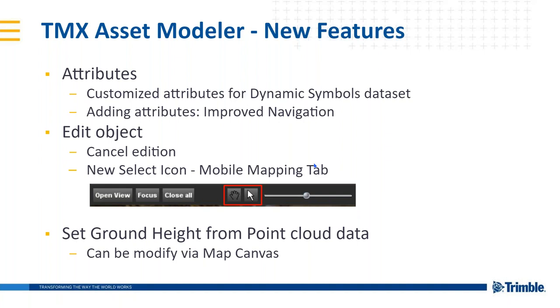Moreover, we have another tool that would let you set the ground height directly from the point cloud, instead of setting that from the OMR file. So you can simply right-click on any point in the 3D map and set it as a ground height that can be used as a fixed ground height for some of the tools.